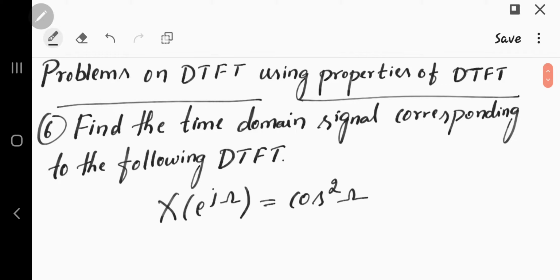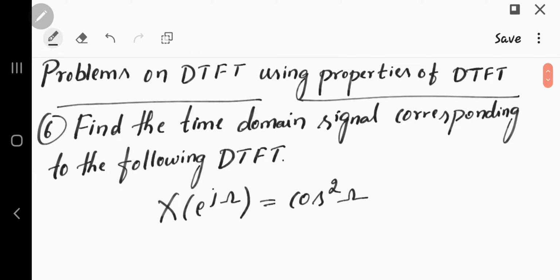Hello students. So in the previous video we took some examples on DTFT. Now in this video I'll be taking some examples which require the use of properties of DTFT. That means to get the end solution of this we have to use the properties of DTFT. So the properties will reduce the number of steps required to get the end solution. So that is the advantage of that.